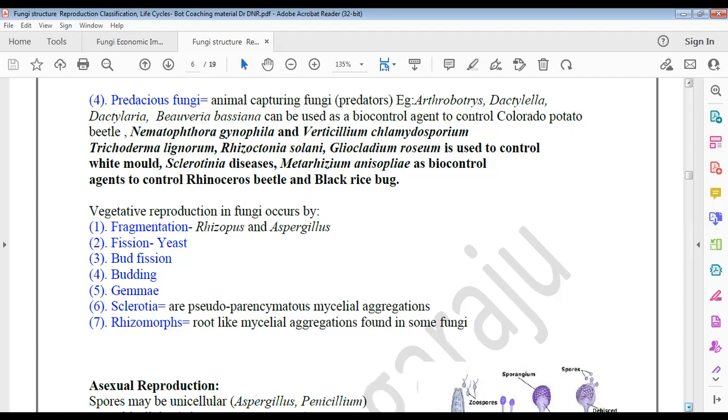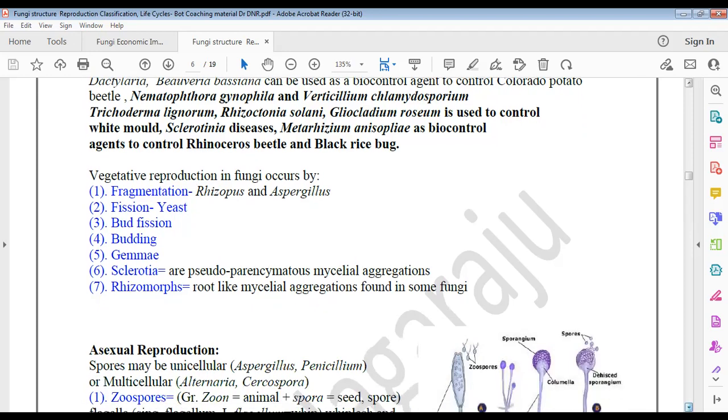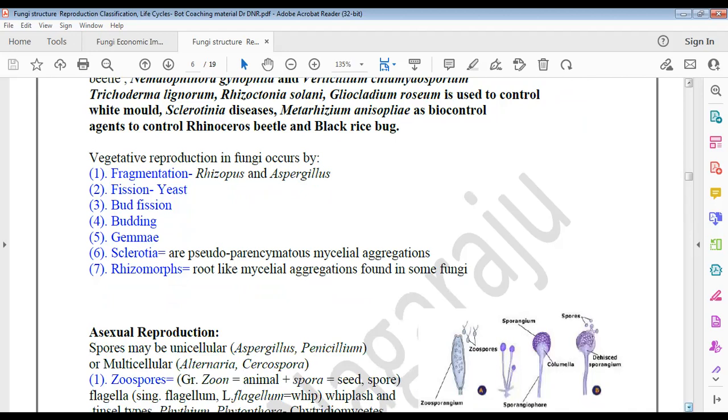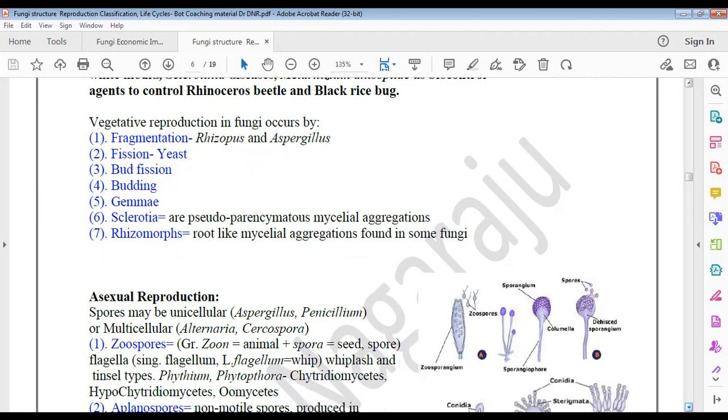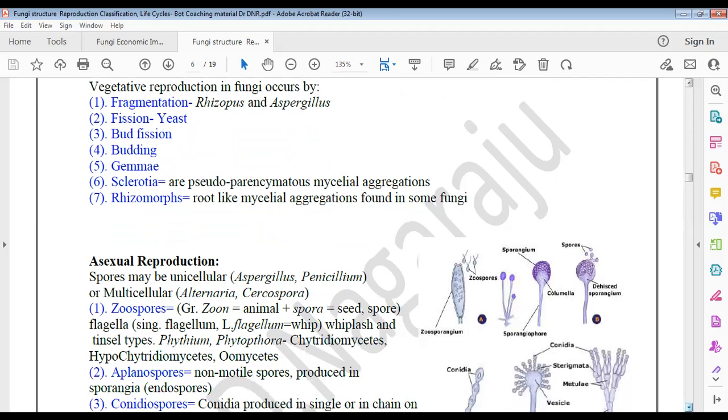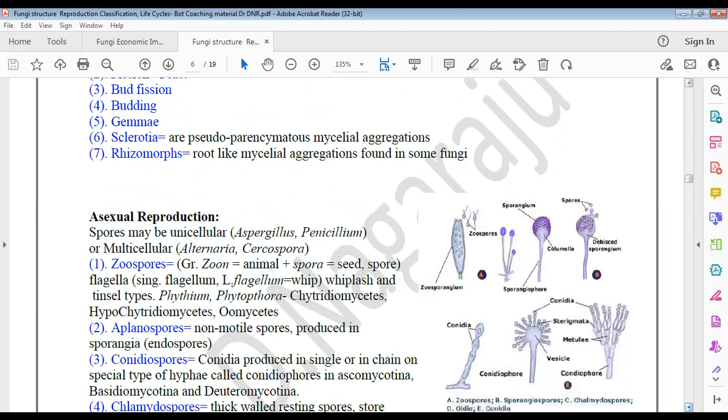You know the reproduction types, the vegetative reproduction. Fragmentation is the most common, even in algae and fungi. Wherever the thallus is cut or damaged, the remaining part will become a new thallus. You know fission, especially in yeast, and budding, by formation of buds. Okay, and gemmae, you know the gemma.